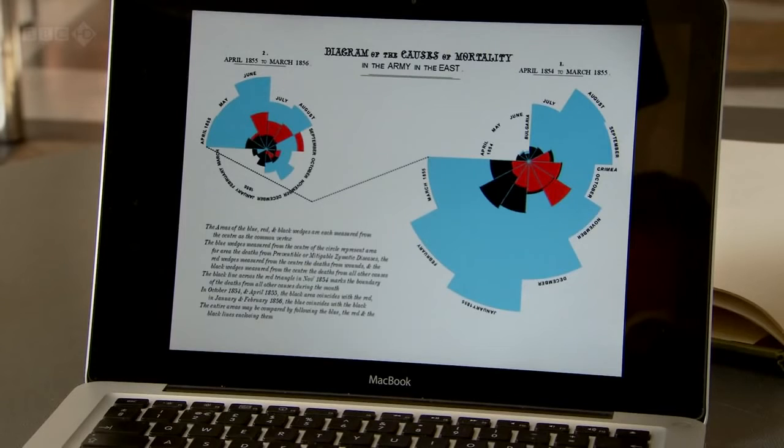I think so, yes, because in particular, how to convey a message instantly in an emotional sort of way. Do you think it would be an exaggeration to say that this diagram ultimately saved millions of lives? No, I don't think that would be an exaggeration at all.